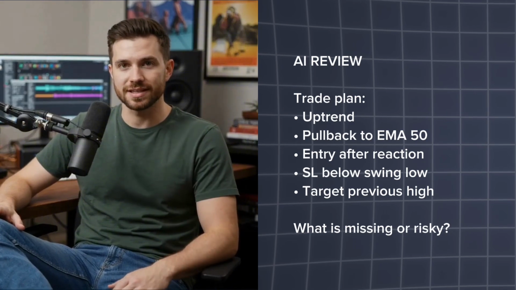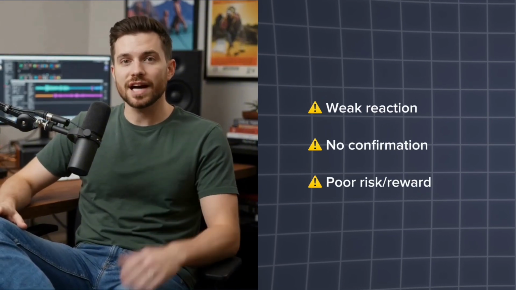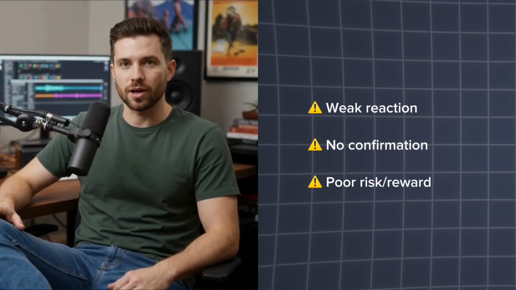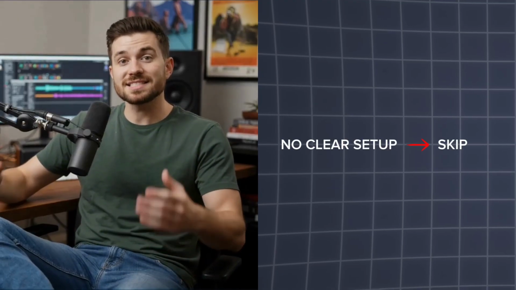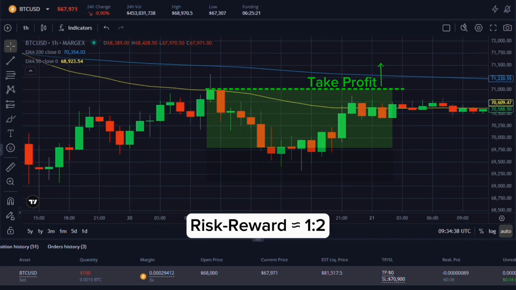You can also ask AI to review your setup before entering. AI will often point out what you missed, weak reaction, no clear confirmation, or poor risk to reward. If something is unclear, skip the trade. For take profit, traders often target the previous high or low. Another common approach is using a risk to reward ratio, for example 1:2.